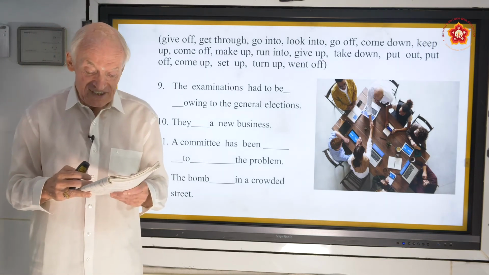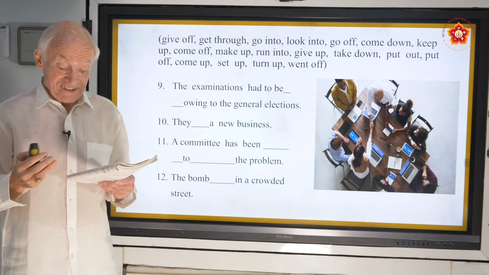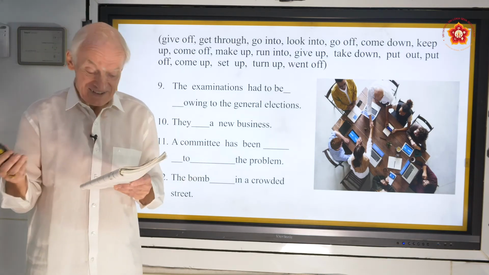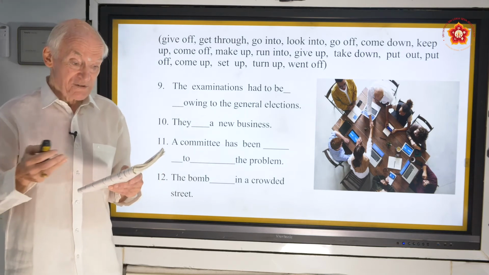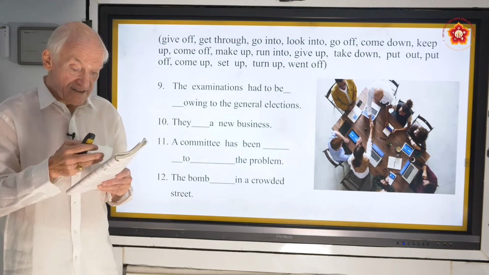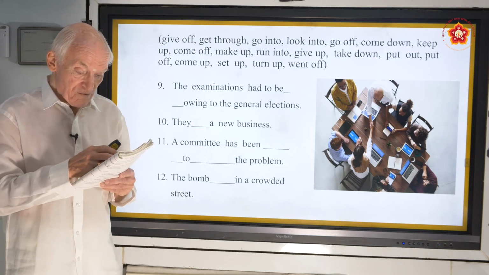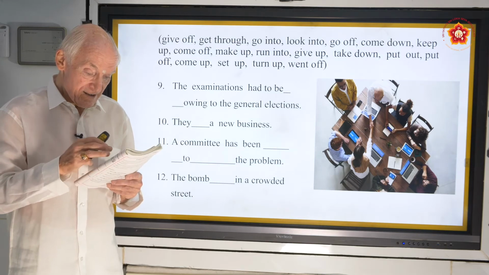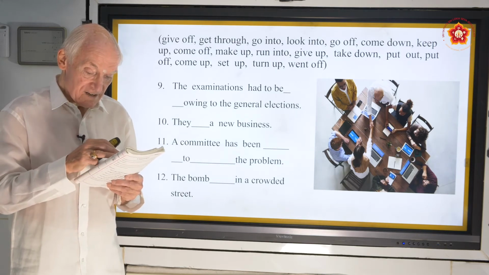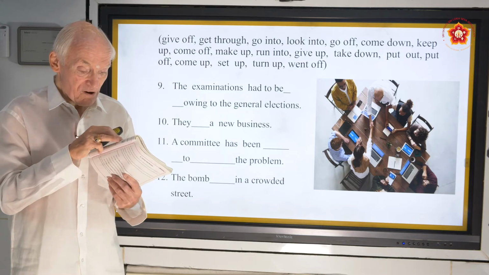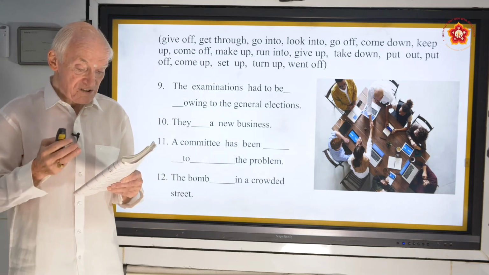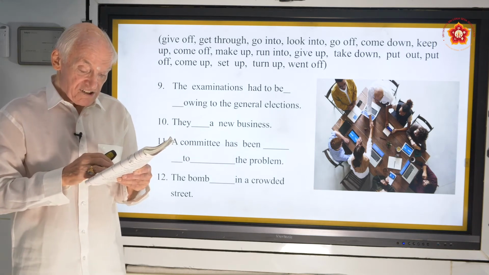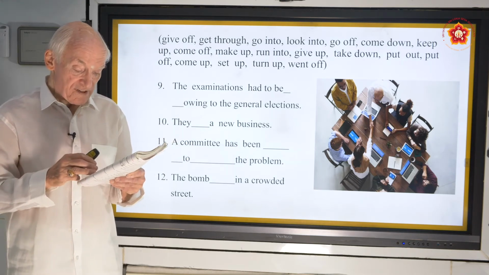The examinations had to be something owing to the elections or owing to the virus. Sometimes these things have to be put off. So we look at our words, they have to be delayed. We don't have delay there, but we have the word give off, put off, come off, make off, set off, come up, put out, put off. So we're going to use put off. The examinations had to be put off owing to the elections.